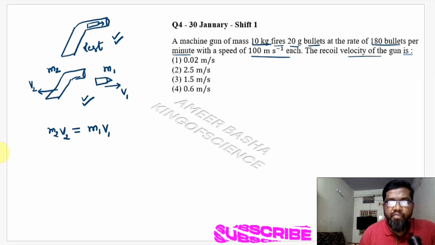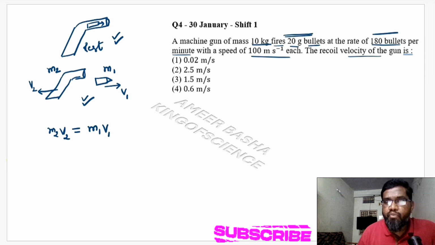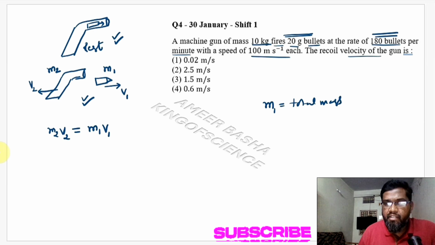See very carefully here, the machine gun fires 20 gram bullets at a rate of 180 bullets per minute. In 1 minute it fires 180 bullets. The recoil velocity of the gun we need to find. So how many bullets, that means the total mass, I need to write here as m1, the total mass.